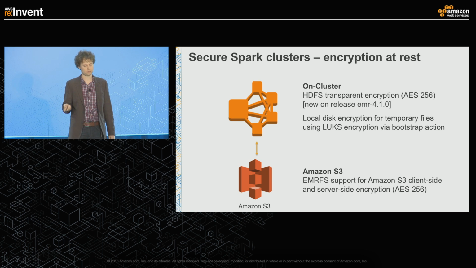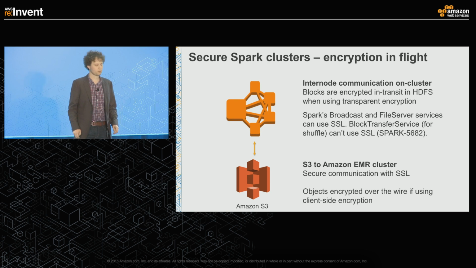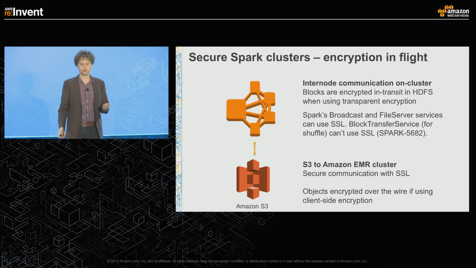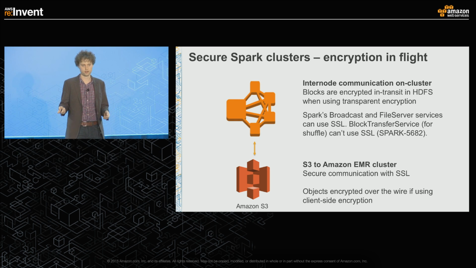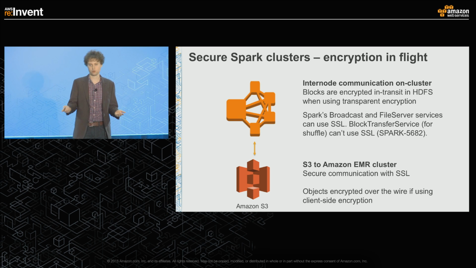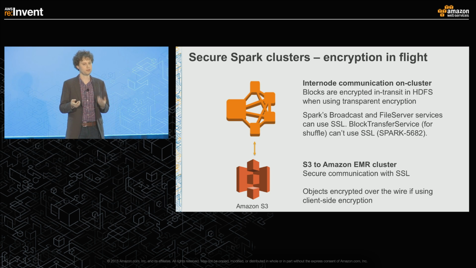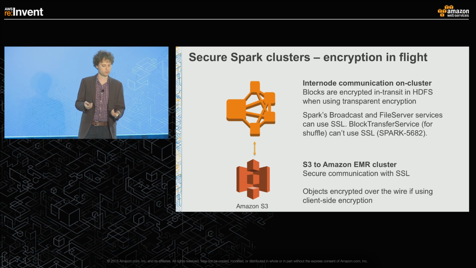For encryption in flight, traffic from S3 to the EC2 instances that make up your Amazon EMR cluster use SSL. But if you use client-side encryption, they're also encrypted over the wire as well for double protection. On the cluster for inter-node communication, HDFS encryption is done in the client, so the communication between data nodes doesn't need to be encrypted because the actual blocks are already encrypted.